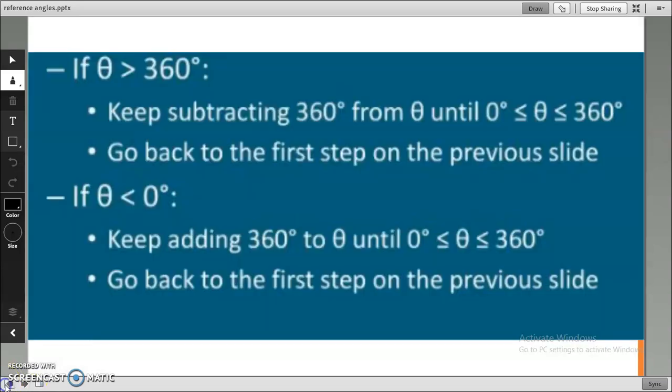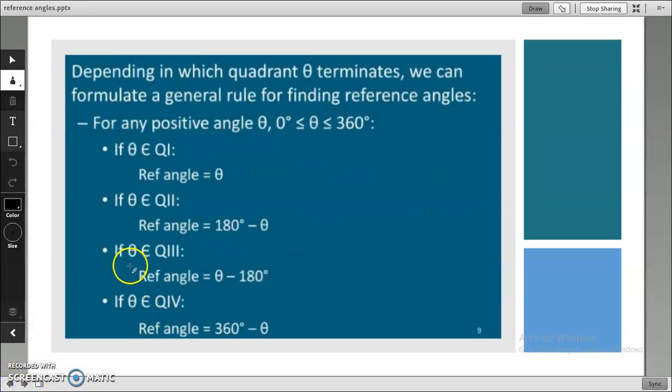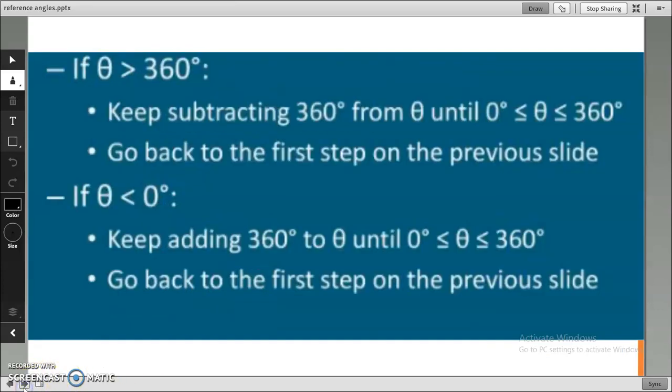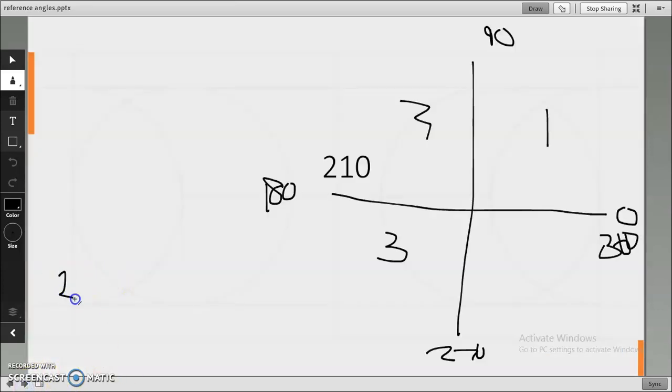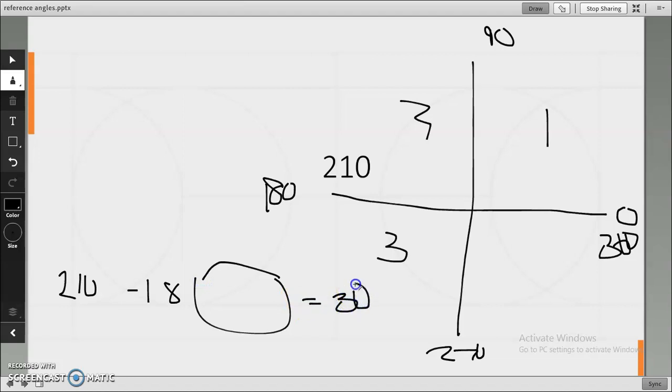So let's go back to the rule for quadrant 3. Quadrant 3 says that we do the angle minus 180. So 210 minus 180 is 30. Oops, it's a big 0. So our reference angle is 30.